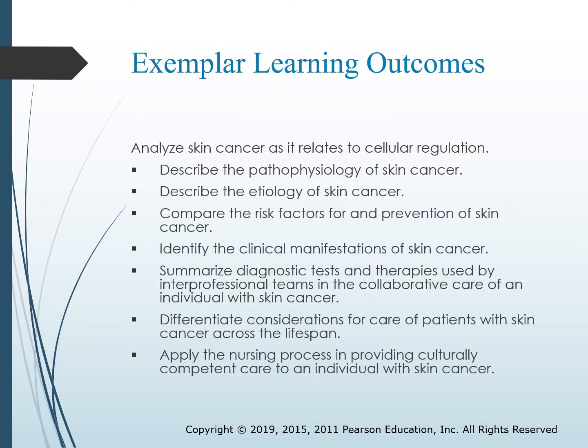So our outcomes for this chapter, we want to look at what causes skin cancer, how does it occur, the causes, the risk factors. It is preventable. So what are some of the things that we can do using sunscreen and limiting your exposure to tanning beds and things of that nature. What are the clinical manifestations? And there's some vivid pictures in this chapter here that shows you different types of skin cancer. How is it diagnosed, and how does the collaborative team come together to treat people with skin cancer?